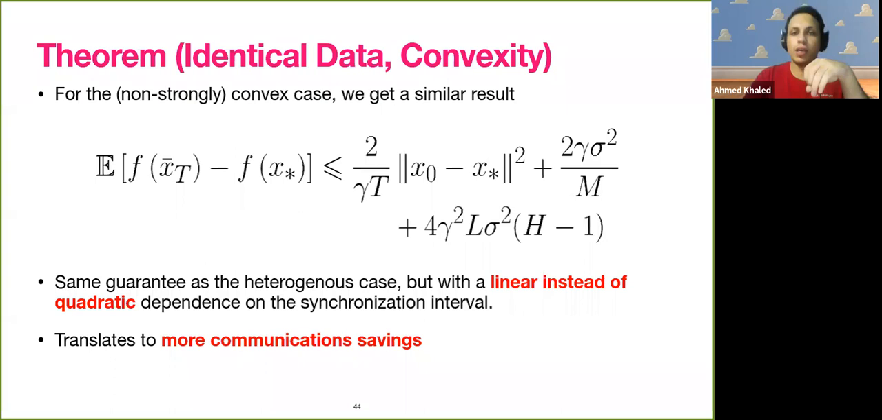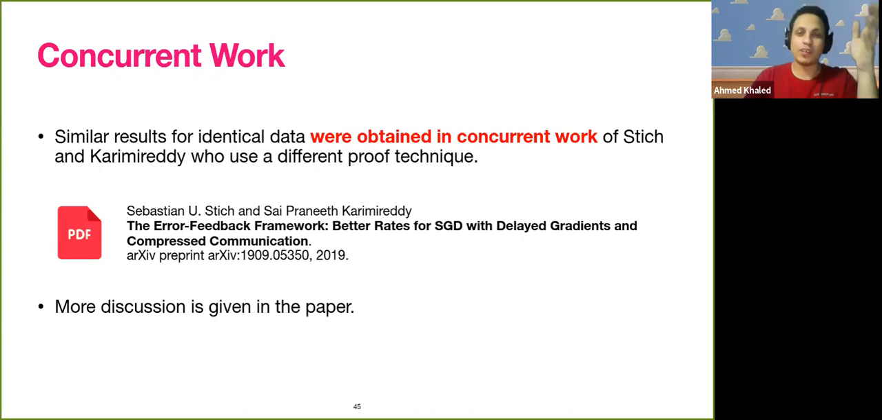All right, so there is another nice paper by Sebastian Stich and Sai Praneeth Karimireddy, which is this error feedback framework. And I should say that Sai is here as well.